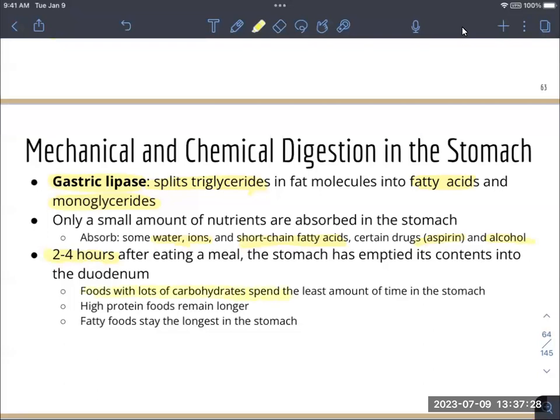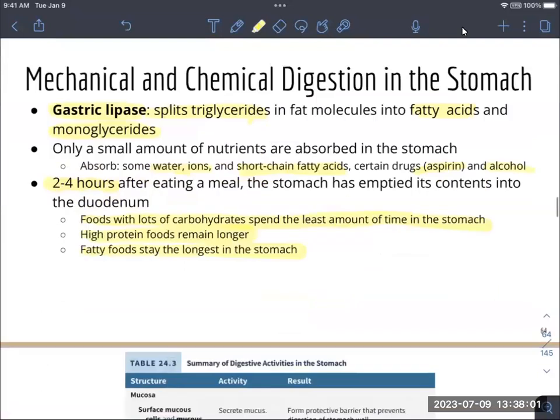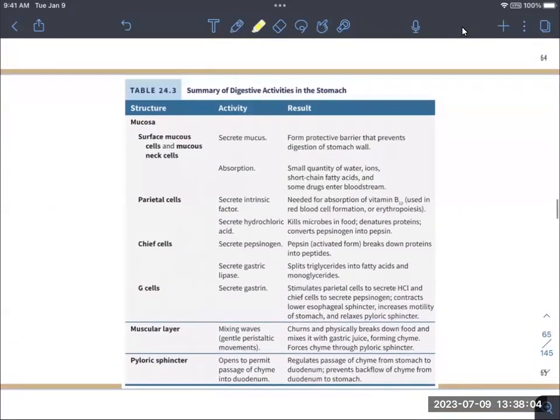Something that has a lot of carbohydrates spends the least amount of time in the stomach because it's already started being broken down by that salivary amylase in the mouth. It gets down to the stomach and it's broken down a lot quicker. Proteins remain a lot longer, which is why when you eat proteins with your meal, it helps you to feel full longer because they remain in the stomach longer. Fatty foods stay in your stomach the longest because those fats take longer to break down. So these are all the different parts and the cells that are found in the stomach, what they secrete, and what they do.